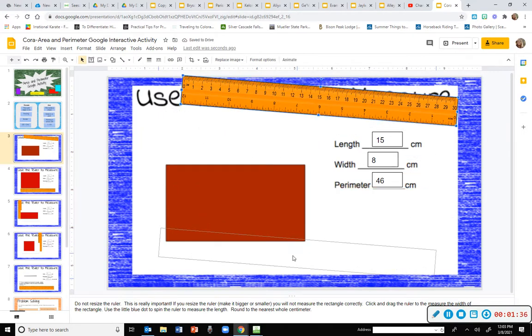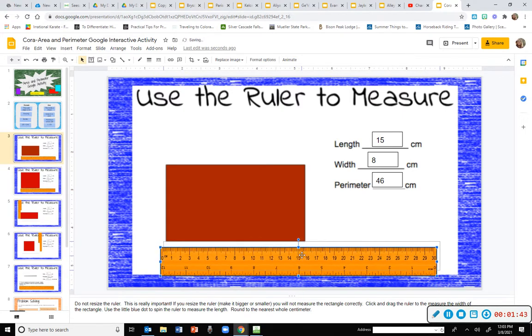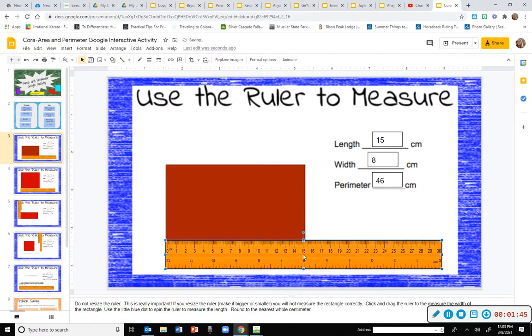Okay, I move it down here. Let me fix that. And line it up with the 0, and it's about 15. So what should we have added here to find the perimeter? 15 plus 15, so 2 15s, and then 8 plus 8. And that is 46. 46 is correct.